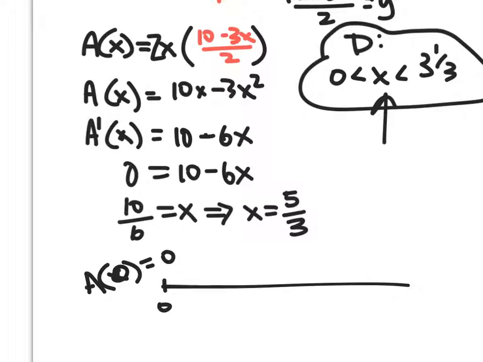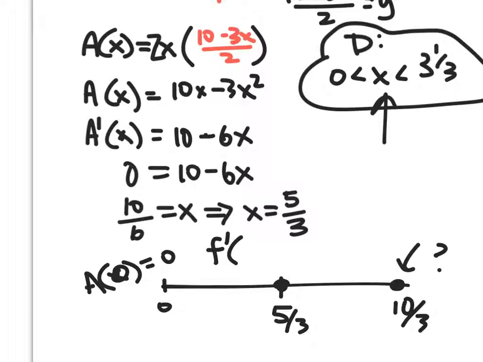So that's not going to be a max. So we would check the derivative somewhere between 0 and 5/3, and then the endpoint over here at 3 1/3 — well, it won't even matter. We wouldn't need to check anywhere to the right over here because the derivative does not equal 0 there. So we just have to check within these two values here.